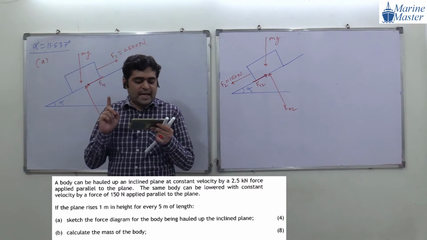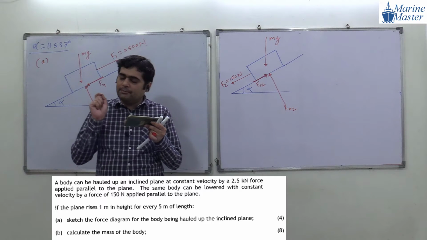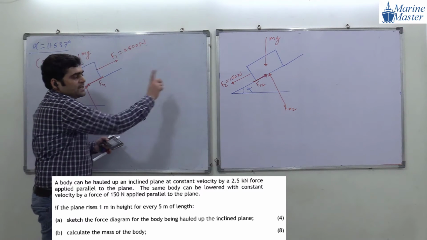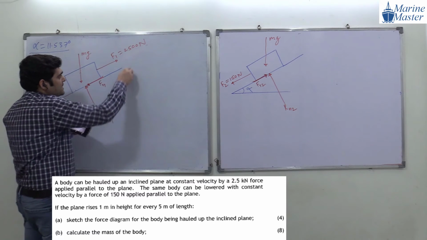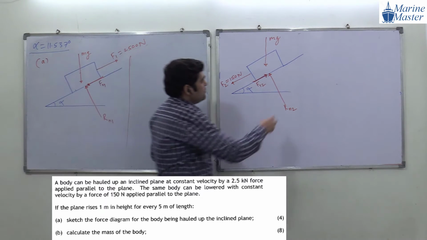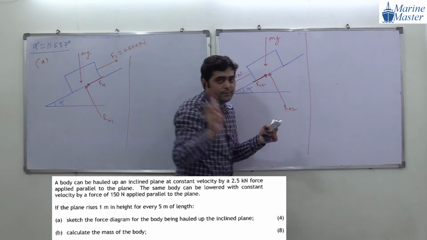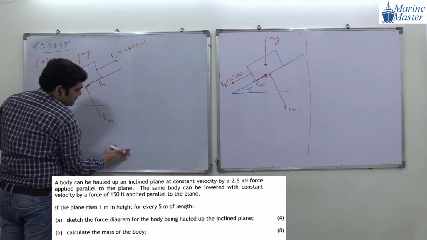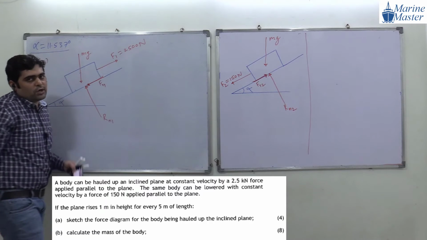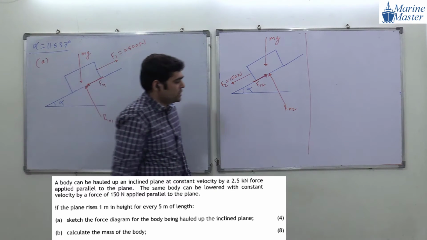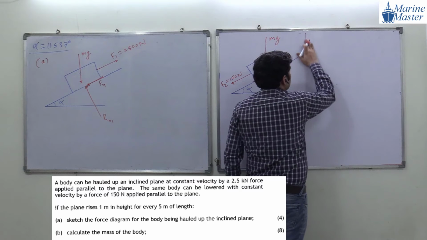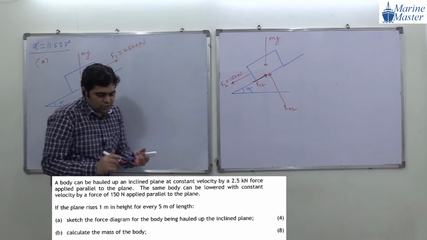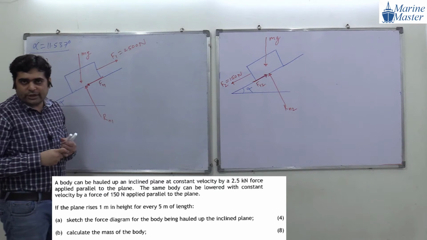Now what are they asking us in the B part? Calculate the mass of the body. Both the drawings must be side by side. Now try to see the scenario here, everyone. Here the velocity is constant in both scenarios. And if the velocity is constant, what does it mean? It is in equilibrium.